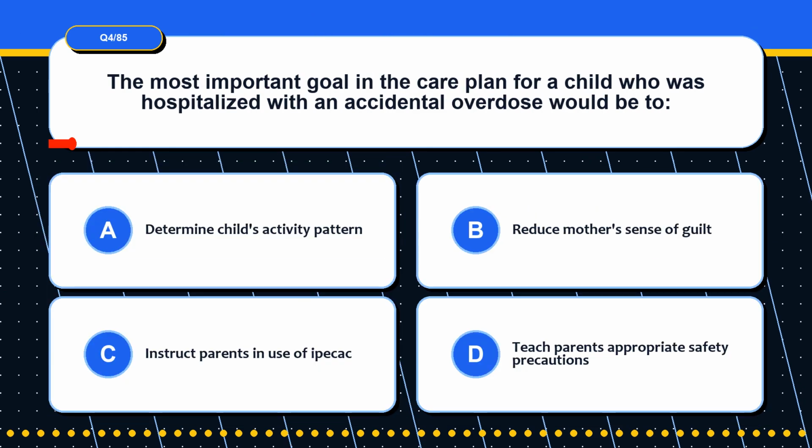Question 4. The most important goal in the care plan for a child who is hospitalized with an accidental overdose would be to. Here are the options. Option A. Determine child's activity pattern. Option B. Reduce mother's sense of guilt. Option C. Instruct parents in use of IPCAC. Option D. Teach parents appropriate safety precautions.